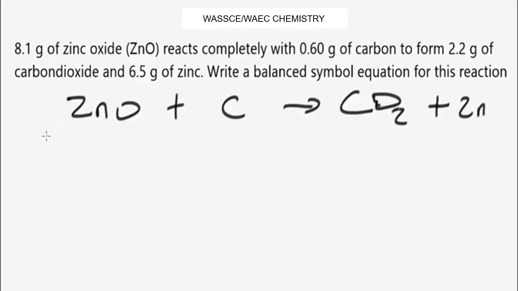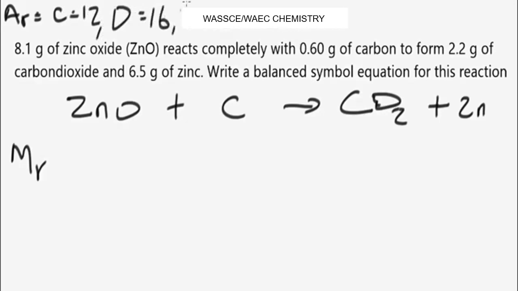Now the next thing you have to do is to calculate their relative formula mass. Note that in this question, look at the relative atomic mass of the elements. You have to know it, but usually it's given. We have that of carbon to be 12, we have that of oxygen to be 16, and we have zinc to be 65.